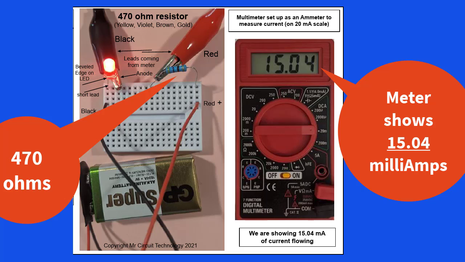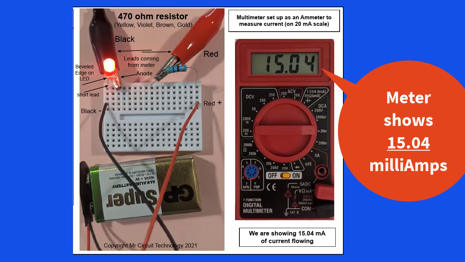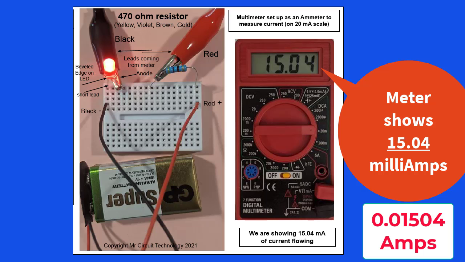milliamps. How many amps is that? Answer: 0.01504 amps. Remember, milliamps to amps, we need to move the decimal point 3 places to the left.